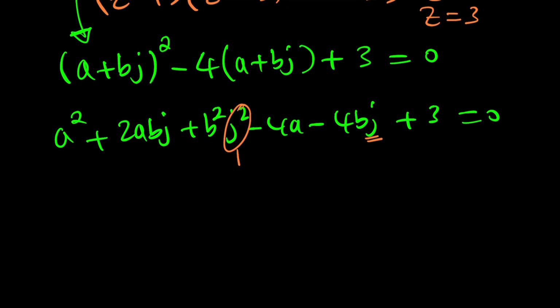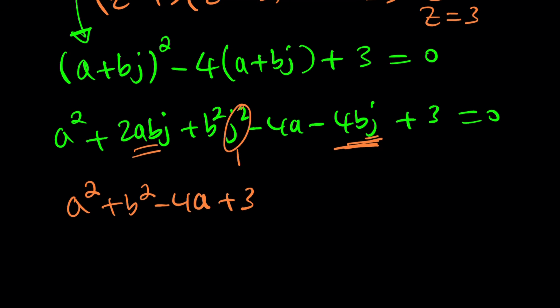So once that turns into 1, we're going to get the real part, which is a squared plus b squared minus 4a plus 3. And the split complex part is just going to be made up of this one and this one. So we're going to get 2ab minus 4b multiplied by j, and the whole thing is equal to 0. Great. How can a split complex number be 0, right? Well, its real part and its split complex part both have to equal 0.